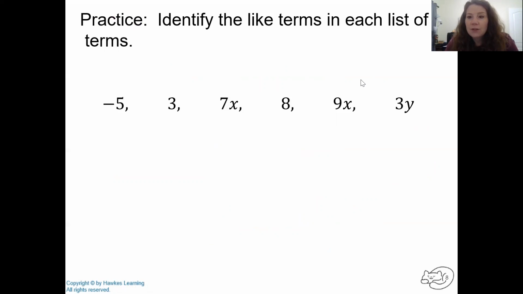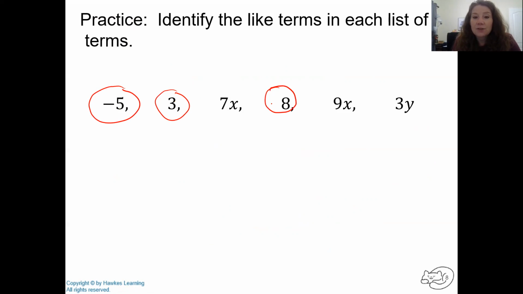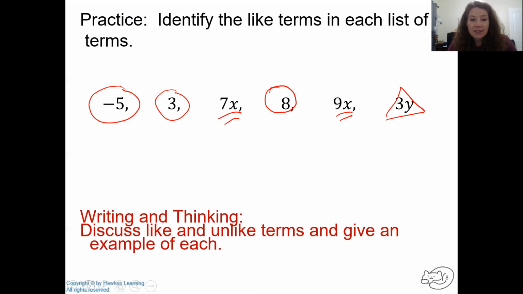All right, so you guys look again, identify the like terms in this list. So our like terms are our constants. So we have -5, 3, and 8. Those are all like terms. Also, we have 7x, 9x, and then the one that's all by itself would be 3y. That one's all by itself, isn't it?